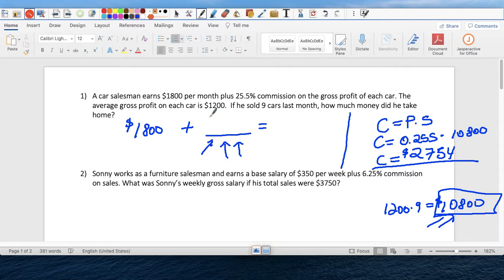So I'm going to put that value over here. His take-home check is 1,800 plus that commission. So he takes home 4,554, which makes it a little bit better.